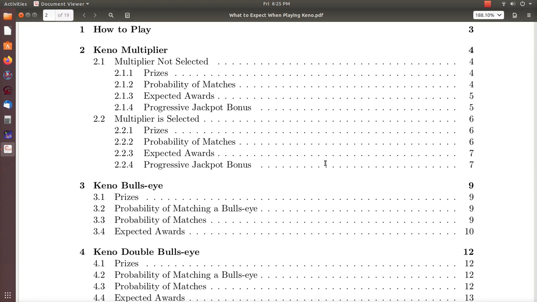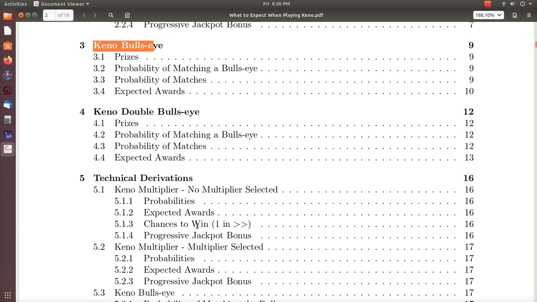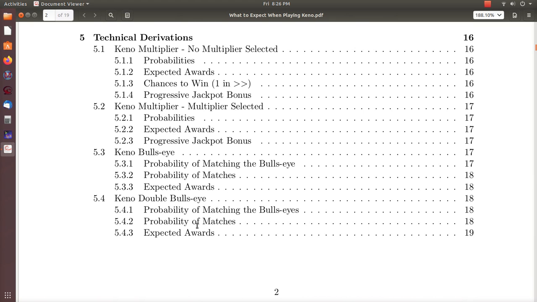Now, Keno Multiplier, when you don't select the multiplier and when you select the multiplier, was parts 1 and 2 respectively. Here we're going to look at Keno Bullseye. So we're going to look at the prizes, the probability of matching a bullseye, the probability of matches, and the expected rewards. And then we'll do a little technical derivation also.